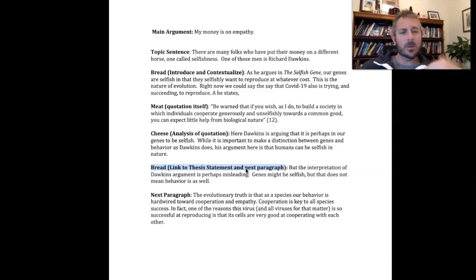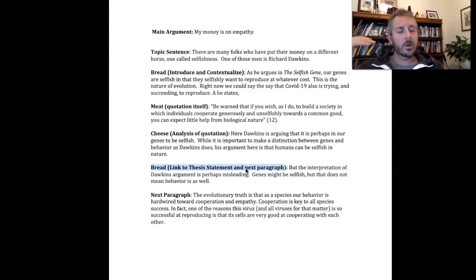You got meat and cheese and stuff sliding all over the place. You need to put that other piece of bread on just to solidify the sandwich. And that does 2 things. As I said before, it links back to the main argument, but also it links to the next paragraph, right?